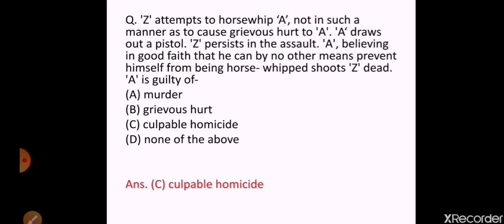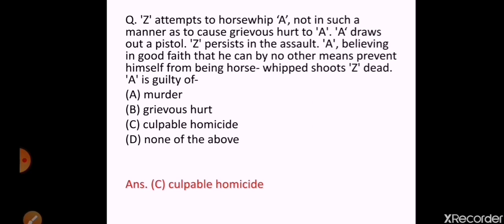So here it is under culpable homicide, because if you read culpable homicide under section 299, you will get to know the reason behind it. And this was asked in Punjab in 2013 and also in Tamil Nadu in 2014.